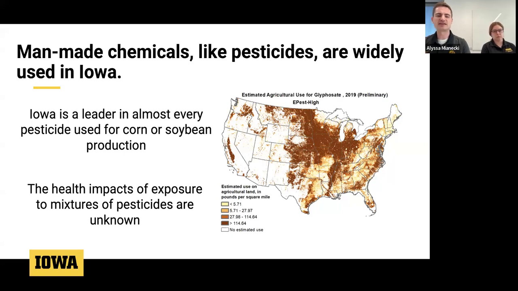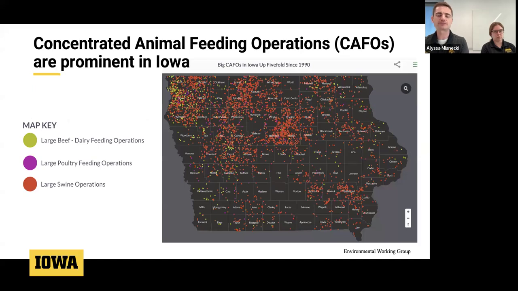And so with these, a lot of the health impacts aren't widely known or widely understood because they are new and because we don't have a great handle in many cases on just how prevalent they are within our water and what the exact exposure risks are associated with each one of these.